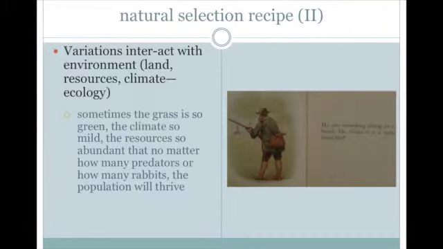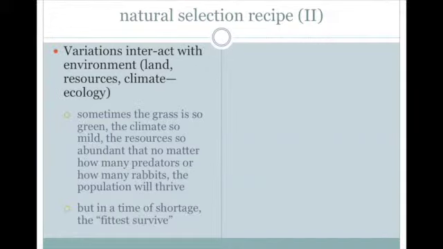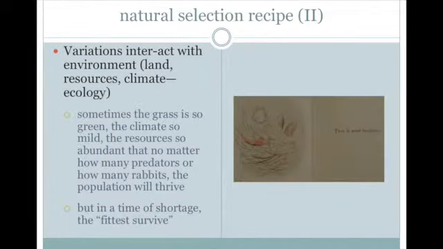Now this was the bit that Darwin may not have thought so much of. We know that variations interact with the environment, with land, resources, climate, ecology. We know that sometimes the grass is so green, the climate so mild, the resources so abundant that no matter how many predators or how many rabbits, the population will thrive, or as we might say, they'll breed like rabbits. But sometimes, in a time of shortage, only the fittest will survive.